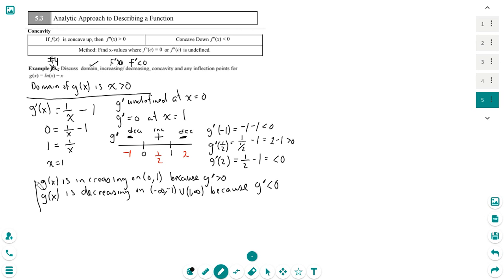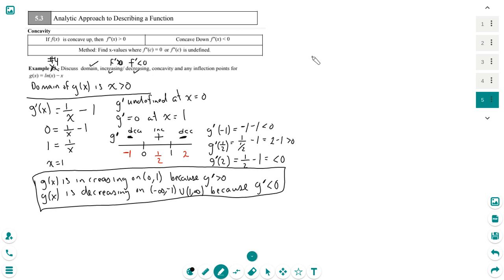All right, so this is my second conclusion that I've made. Increasing, decreasing, I figured that out. Now I'm going to talk about concavity. So now we need the second derivative. Let me write that again.